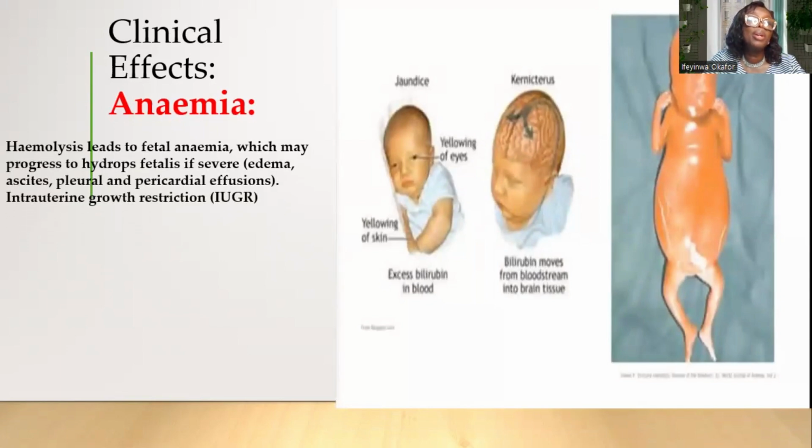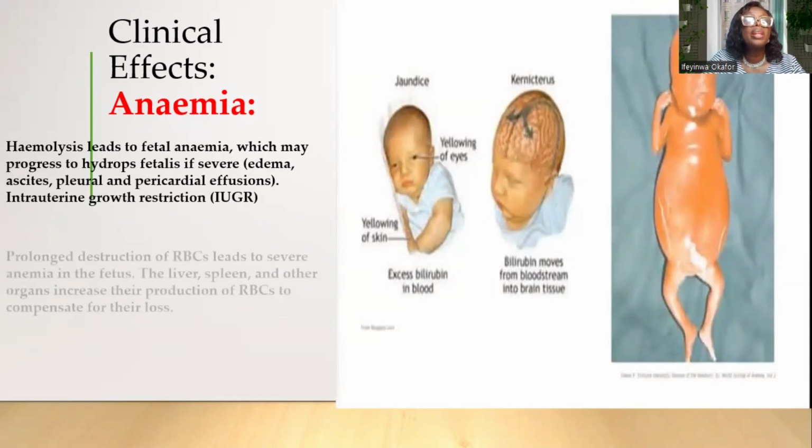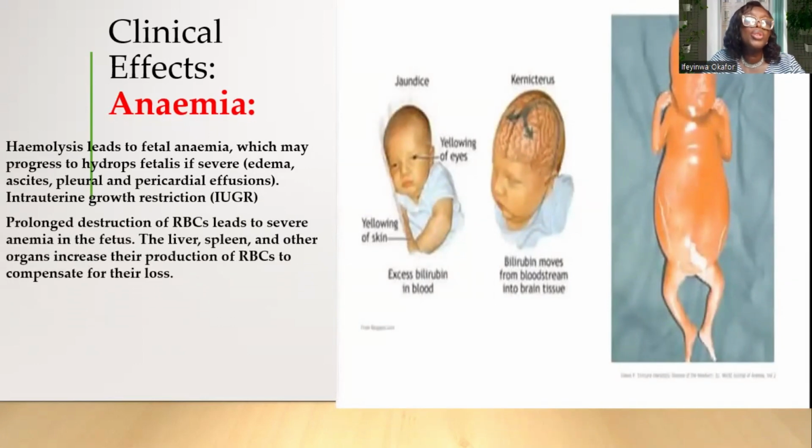Hemolysis leads to fetal anemia, which may progress to hydrops fetalis if the hemolysis is severe. This hydrops fetalis is associated with edema, ascites, pleural or pericardial effusions. Intrauterine growth restriction can also occur in some cases. Now, prolonged destruction of red blood cells, depending on the concentration of antibody that is being formed in the mother's circulation and transported in the baby's circulation, leads to severe anemia in the fetus.